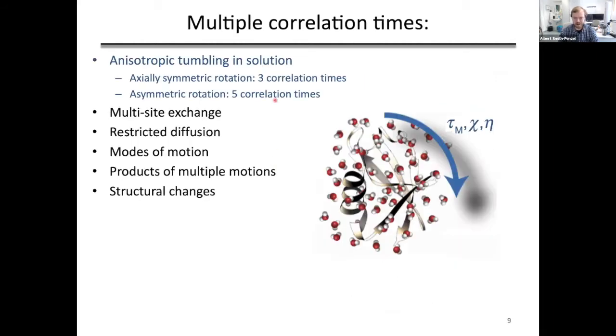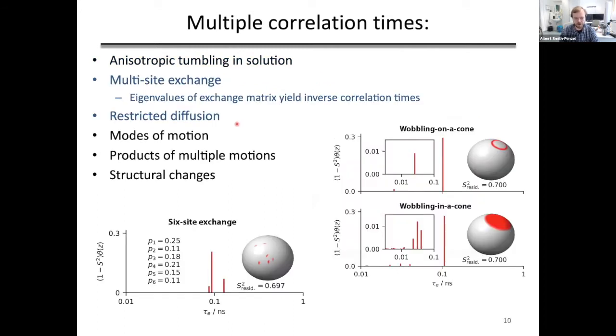In contrast to that, this is a list of motions that have multiple correlation times. The first is, of course, anisotropic tumbling in solution. If that tumbling is axially symmetric, I already have 3 correlation times. If it's asymmetric, I have 5 correlation times. I could have multi-site exchange, so instead of hopping between 2 sites, I hop between several sites. Here in the 6-site hop model, I calculated it out and determined that there are actually 3 correlation times active.